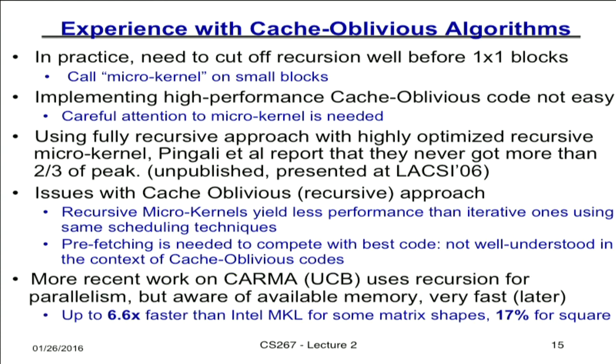So there is some more recent work that's been done at Berkeley, and this is more for the parallel case. I think you'll hear about that later when we talk about linear algebra. It's in between the fully cache oblivious algorithm and the fully cache aware algorithm, which is the one that has an explicit B inside for the tile size.